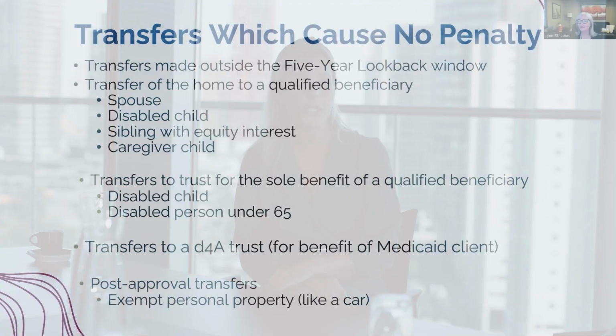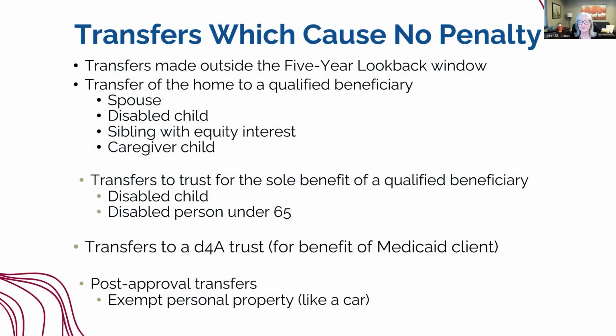let's move on. There are other rules that are really important to know, because there are rules that say you can give away assets and there's no penalty period. So transfers which cause no penalty, already talked about outside the 5-year look-back window. You can give your home away to your spouse, which doesn't really help because both your assets count, but we'll talk about that.